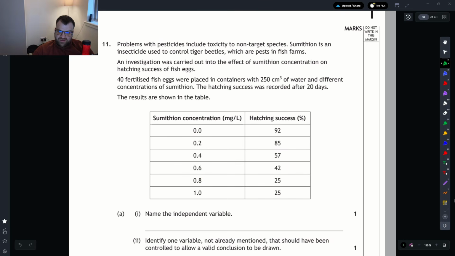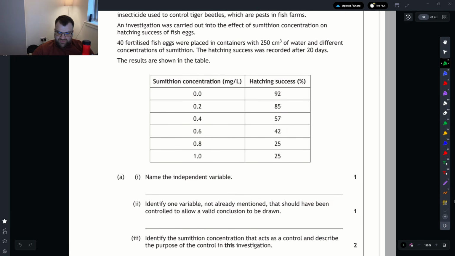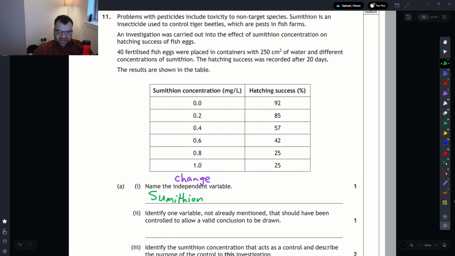Number 11, pesticides. The independent variable is what is changed, investigated by the person, and then the measurement that we take is going to be your dependent one. So they are changing the sumithion concentration. This is where I probably should have read the question to see what the heck that is. Insecticide, okay.